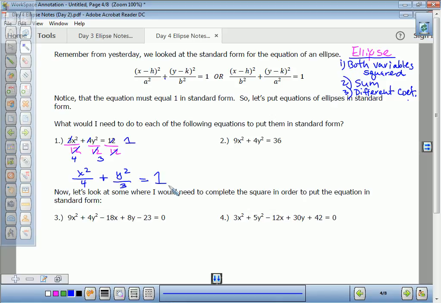More than likely, I would not ask you to graph this one. The center's easy. It's 0, 0. My horizontal distance is not bad. I would move 2 units in either direction. But my vertical distance would be about 1.71, which if I ask you to graph it, I probably will give you one where we have positive integer moves. Okay, so you try number 2.